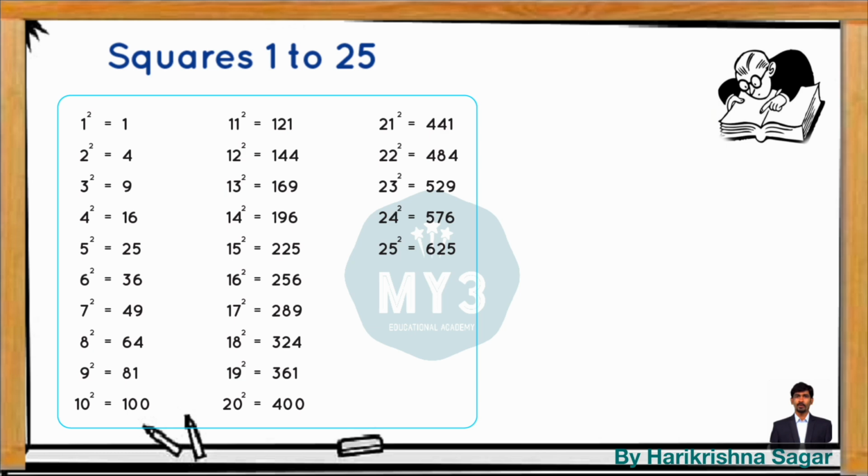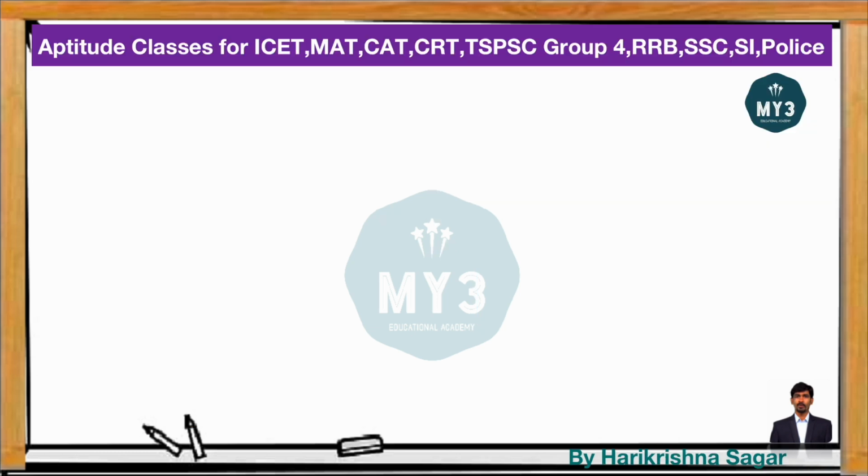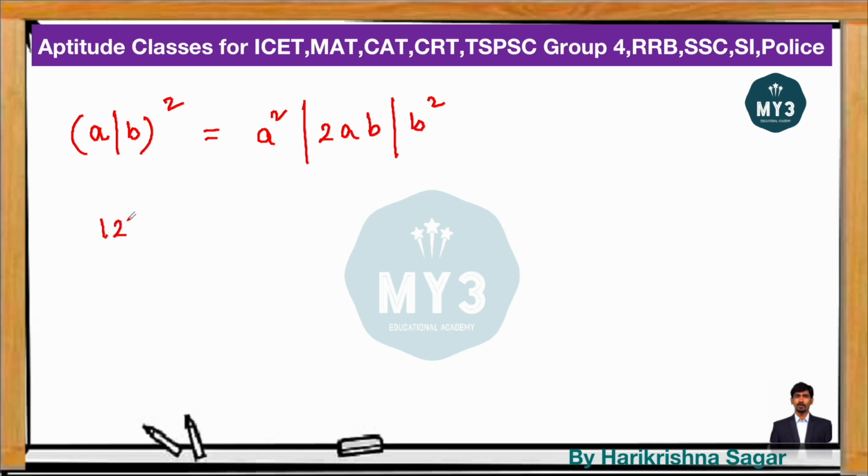And if you have a number larger than that, you can use a simple trick in finding the square of a number, that is the (a plus b) whole square formula. Wherever you want to find the square of a number, just use the formula of (a plus b) whole square. (a plus b) whole square is a square plus 2ab plus b square. I hope everyone knows this formula. Now I am trying to apply this formula to get the square of any number. For example, if you have 12 square, basically 12 square means what?